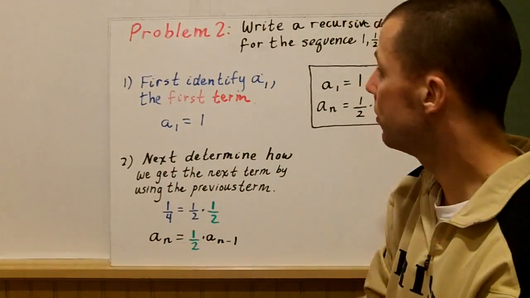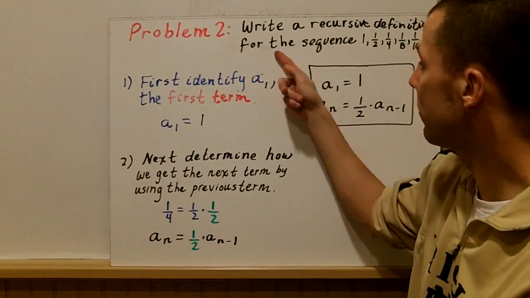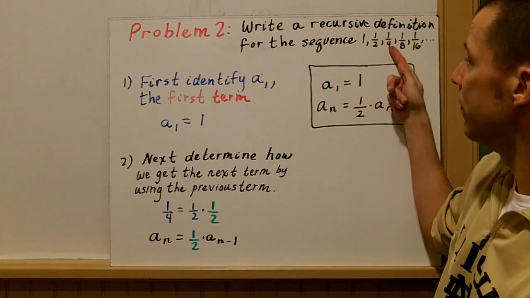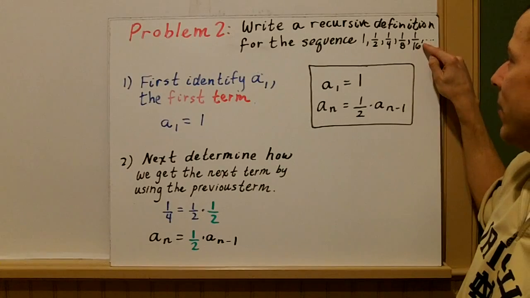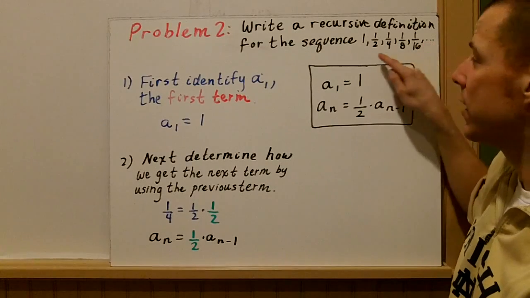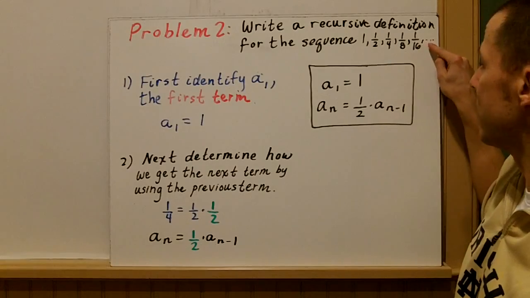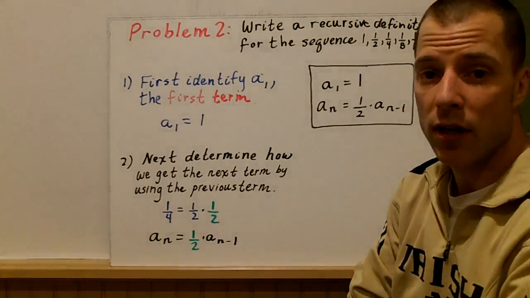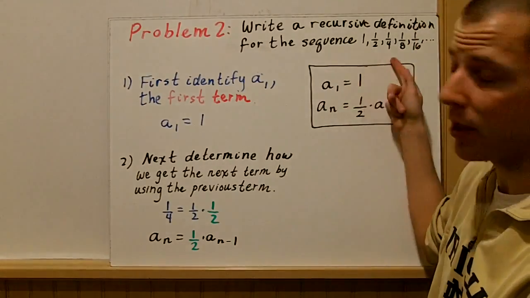Now, in problem number 2, we're going to write a recursive definition or a recursive formula for this sequence: 1, 1/2, 1/4, 1/8, and 1/16. And notice the comma, dot, dot, dot. We would consider this an infinite sequence because of the comma, dot, dot, dot. That means the pattern is going to continue on that trend forever. So that would be called an infinite sequence.